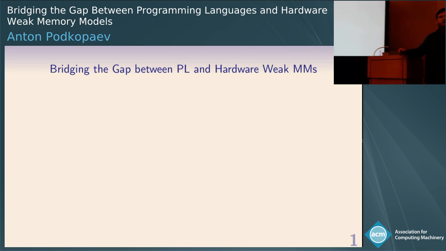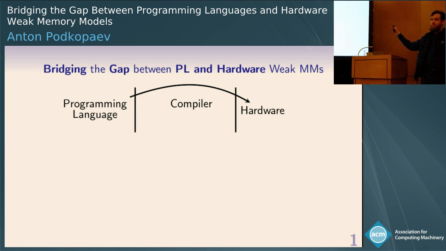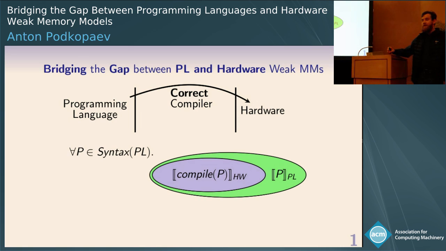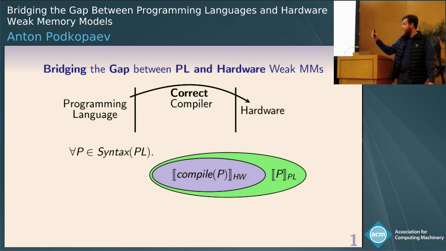Let's talk it through. First of all, we all know that there is a gap between programming languages and hardware. And the usual bridge for that gap is a compiler. In the context of this work, we are interested in correctness of compilation. So what does it mean for a compiler to be correct? It means that all behaviors which are allowed for a compiled program on a target hardware are also allowed for the source program in the programming language semantics.